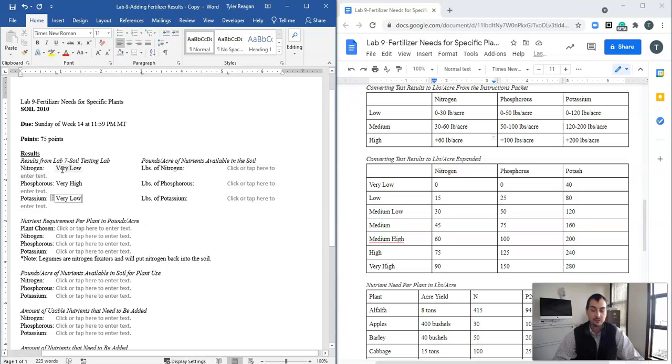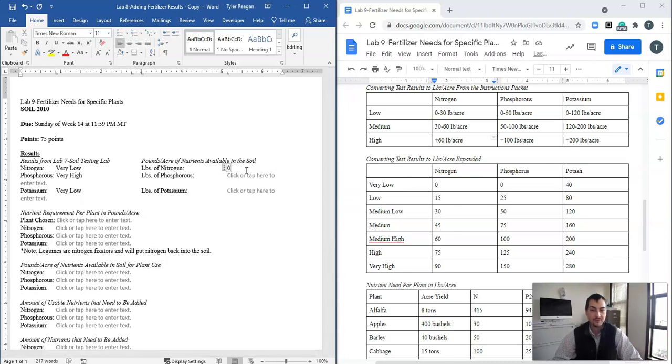If your test results didn't give you the words very low, low, medium, or high, but gave you the actual pounds, we're going to just type in the pounds there. For those who don't have a test kit that said exactly what the pounds per acre were, we're going to take very low. We're going to come over to this table. We see that for very low nitrogen, we're just going to assume that we have 0 pounds to the acre of nitrogen.